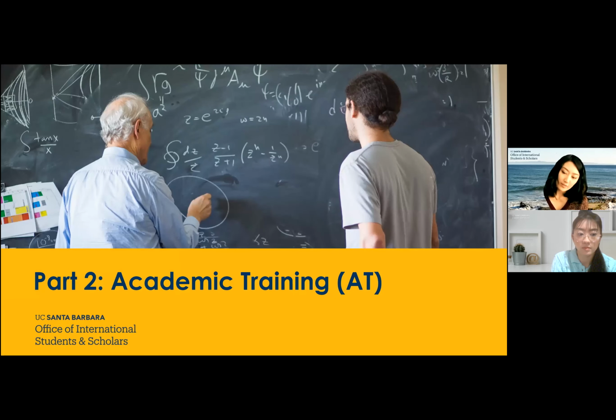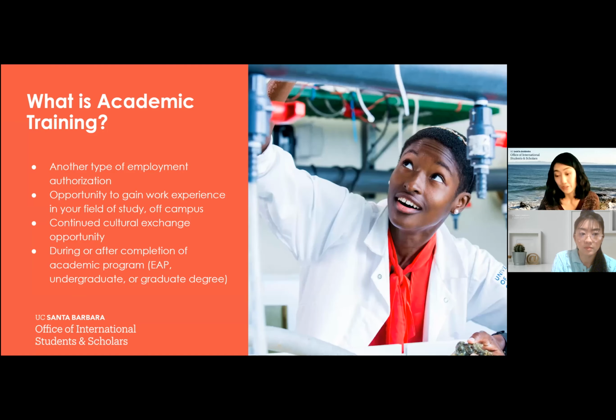Okay, on to part 2. This is our slightly more lengthy and meaty section, if you will: academic training, which is often shortened with the acronym AT. What is academic training? It is another type of employment authorization, so you can be eligible for both on-campus employment and academic training as a J-1 student. It allows you to gain work experience in your field of study, but off campus.